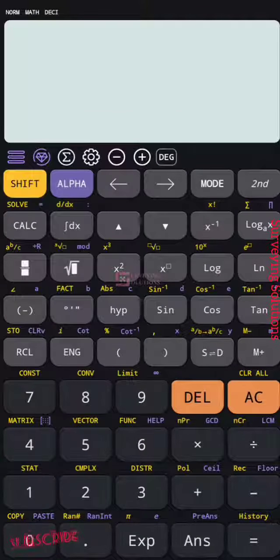So with this, we believe we've introduced you, or let's say we've given you a head start on how you can use your Casio FX 991ES Plus calculator efficiently and effectively, maybe in the exams or during your study.